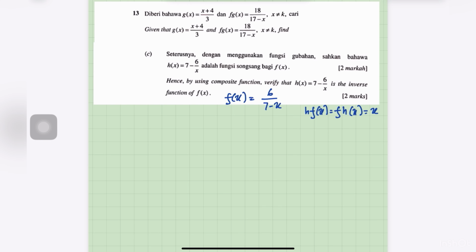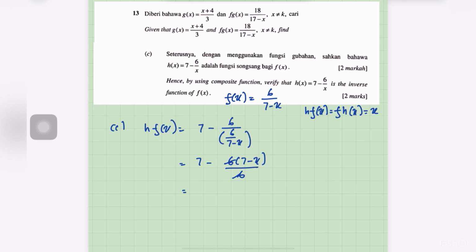Kalau sama, dia inverse. Okay, so first of all, we have to find hf(x). So meaning that f(x) into h. So 7 minus 6 over 7 minus x. Okay, so this one is 7 minus 6 times 7 minus x over 6. So kita boleh eliminate. So 7 minus 7 plus x. Okay, so hf(x) equals x.